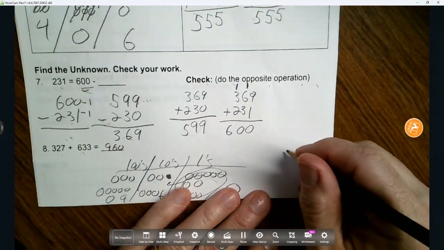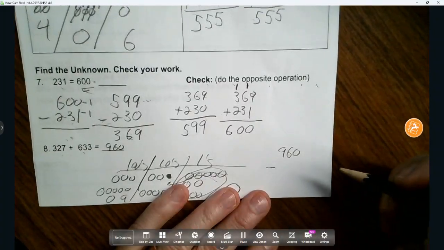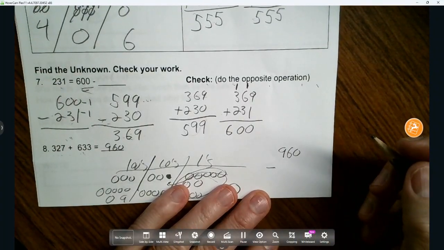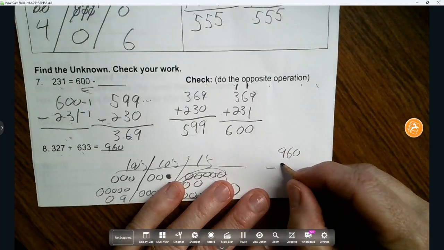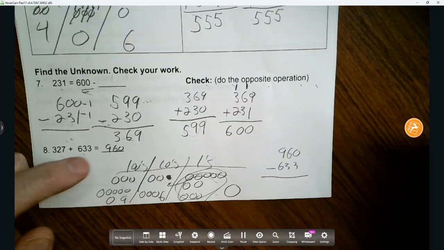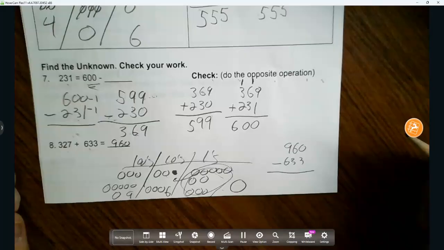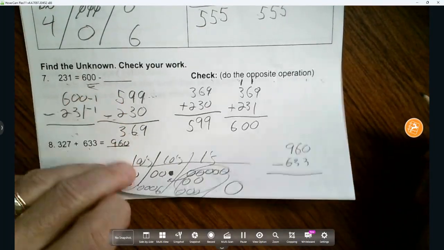So you want to take 960 minus either one of those numbers. So let's say 960 minus, I don't know, 633. All right, solve that. If you get this right here, if that's your answer, then you got it right.